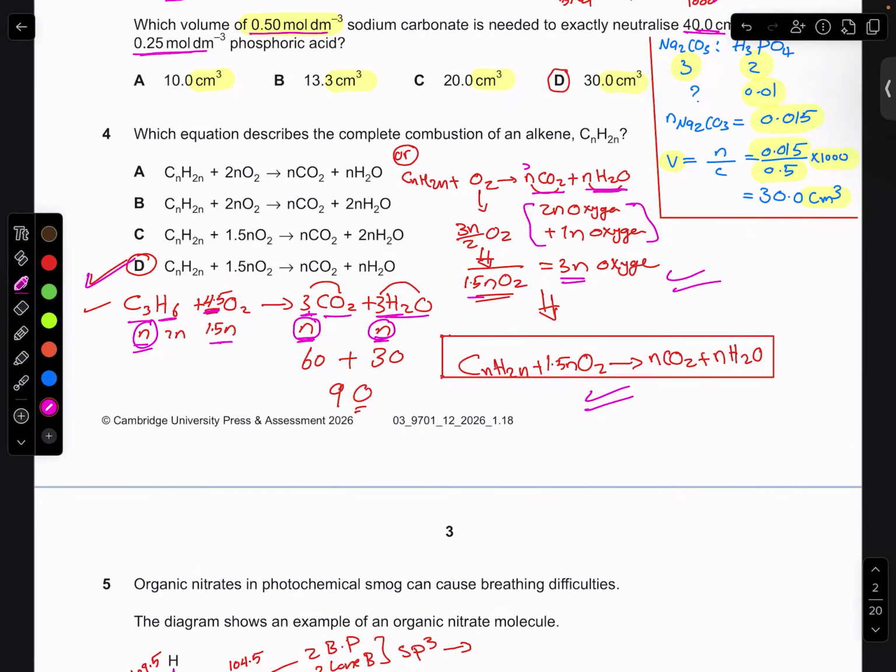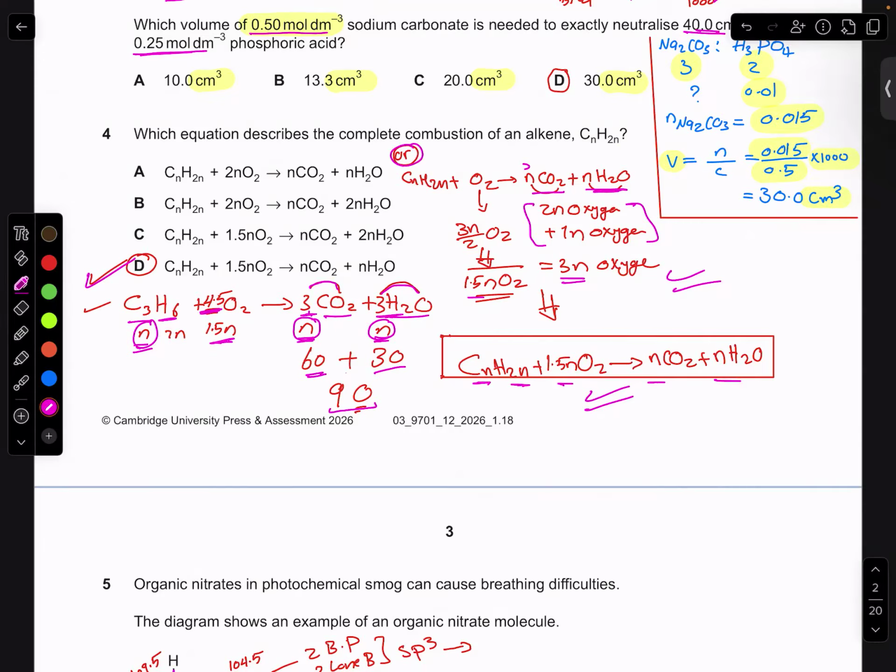But let's count the number of oxygen. The number of oxygen here, 3 times 2 equals 6 oxygen. And here 3 times 1 equals 3 oxygen. So total 9 oxygen. So here we will multiply this by 4.5. And since n here equals 3, we have 1.5n. So the equation will be CnH2n plus 1.5n O2 gives nCO2 plus nH2O.